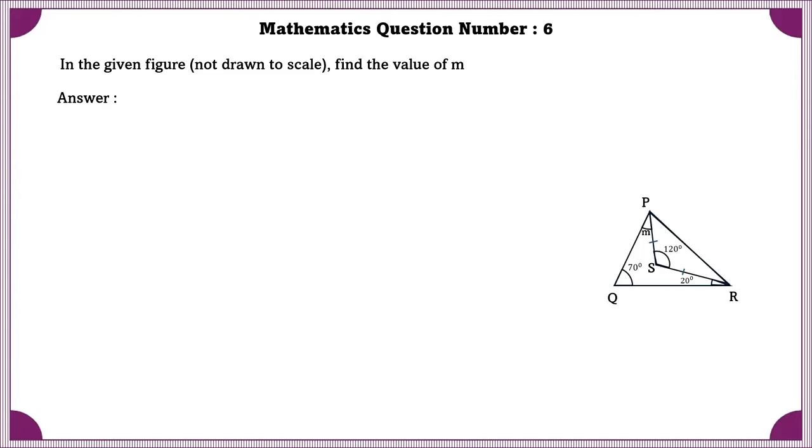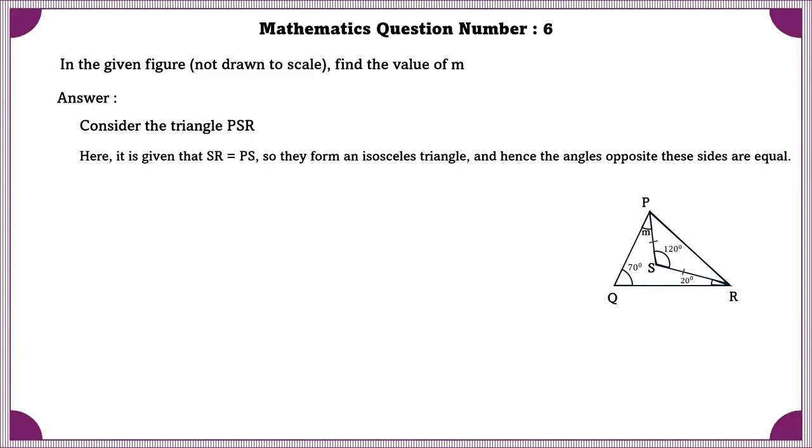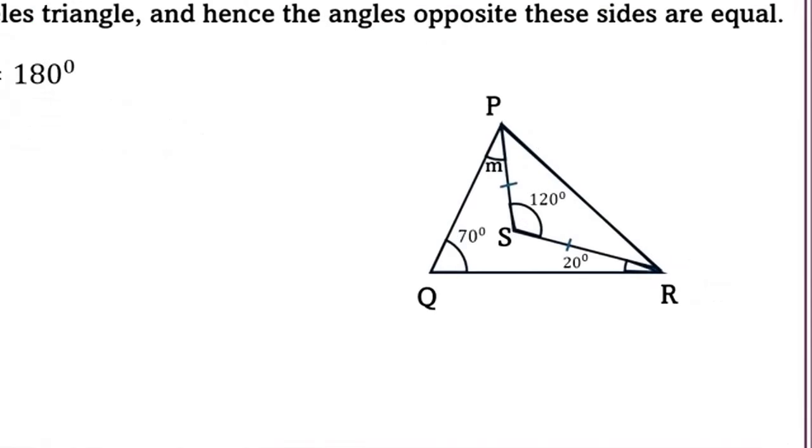Mathematics question number 6. In the given figure, not drawn to scale, find the value of m. Let's consider the triangle PSR. In PSR, it is given that SR is equal to PS and they form an isosceles triangle. Since it's an isosceles triangle, opposite angles to equal sides are equal. So angle P and R are equal. If we do that, we can find the value of angle P and R, that is 30 degrees.